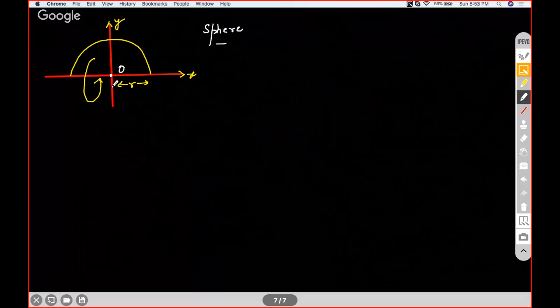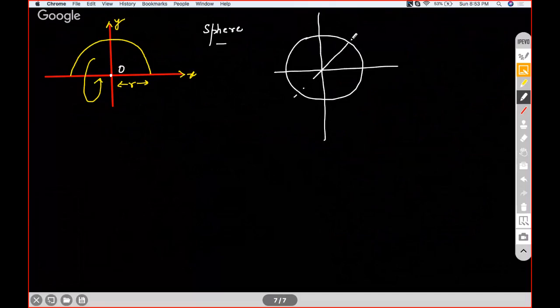So is the answer 2 pi r cube by 3? That will be wrong, because it has to be 4 pi r cube by 3, right? See, again, when you revolve it, you get a sphere like this. I'm just trying to draw a 3D structure, something of this kind.